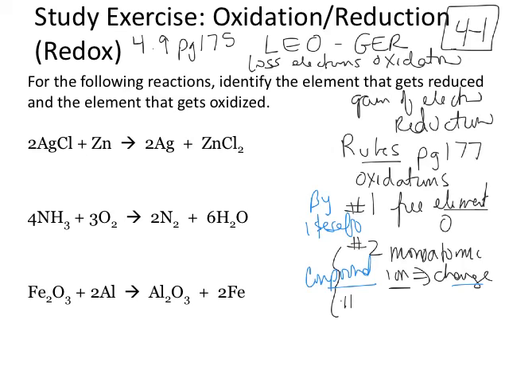Okay, number 3 for our rules. If you have a compound, the sum of the overall oxidation states must equal 0 if it's a neutral molecule, or whatever the charge is if it's an ion, like a polyatomic ion. It'd have to equal the charge.